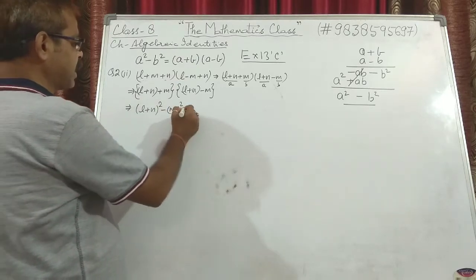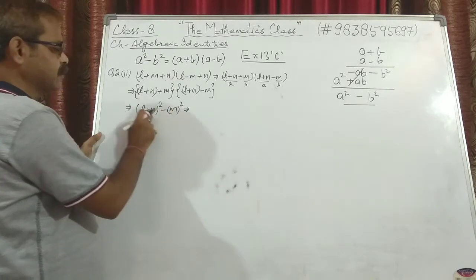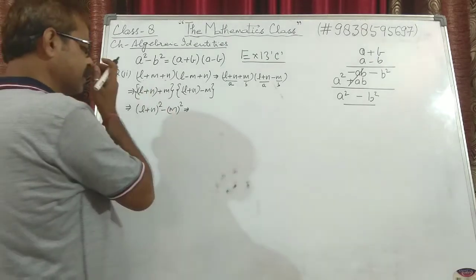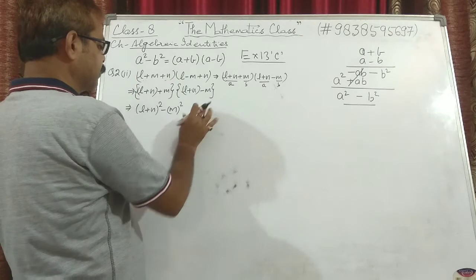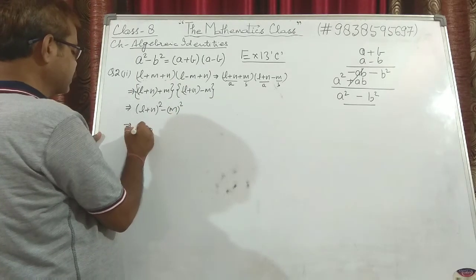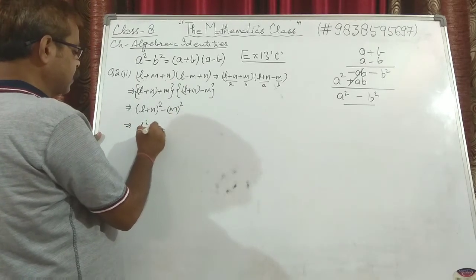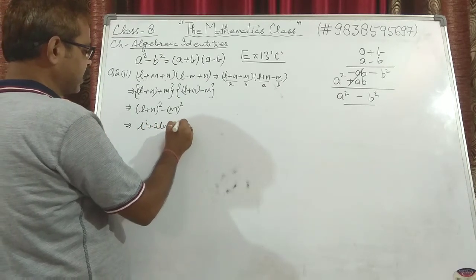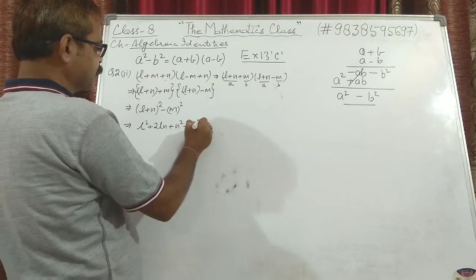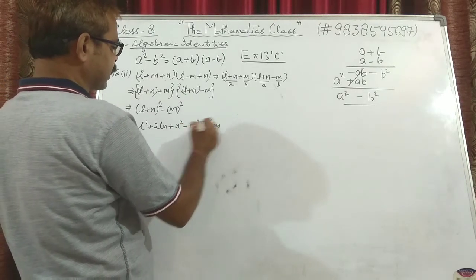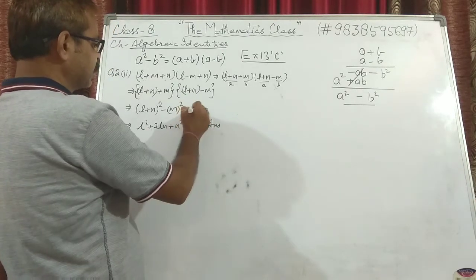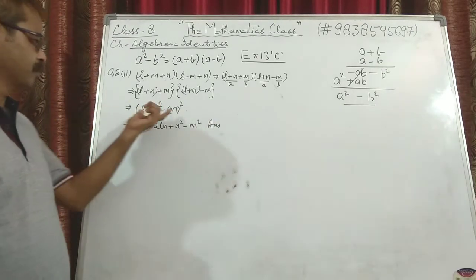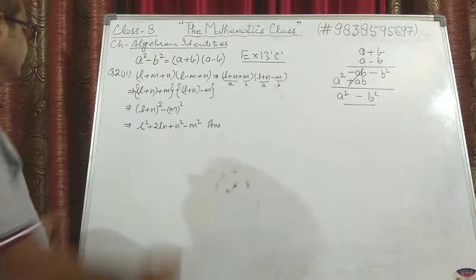If you want to expand it, L plus N whole square can be written in the form of a plus b whole square, that is a square plus b square plus 2ab. Even this can be the answer, or if you want, you can expand it: L square plus 2LN plus N square minus M square. Both of them are right. This one we have expanded, but this one has not been expanded. So both answers are right.